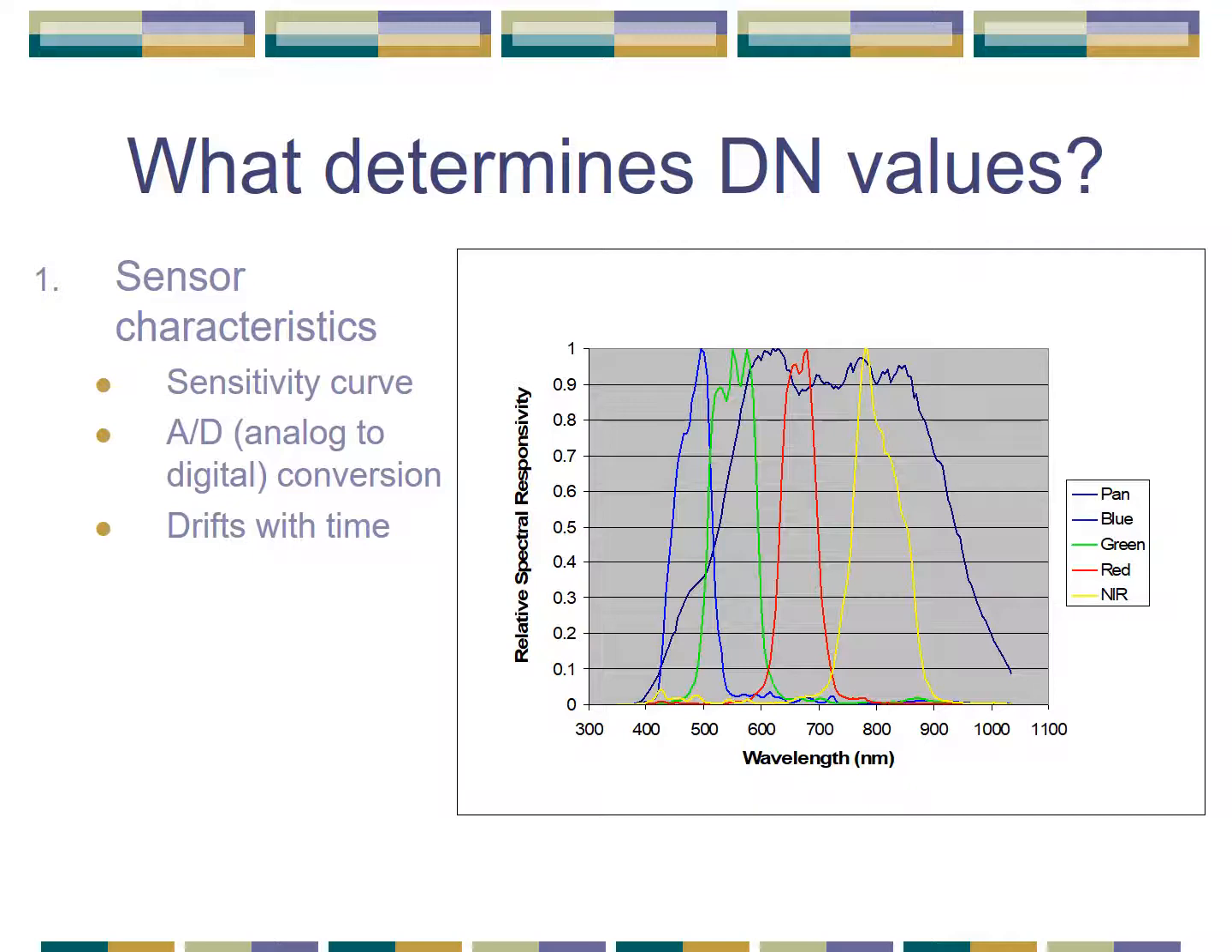So what determines these values? Well, the sensors. Their particular sensitivity curve, how well they respond to different frequencies. Is it an analog sensor? Is it a digital sensor? Are we converting from one to the other? Over time, these sensors are just like the rest of us. They get older, they wear out, they drift, and they're not as accurate as what they once were. And so they're not going to always give you the same numbers.